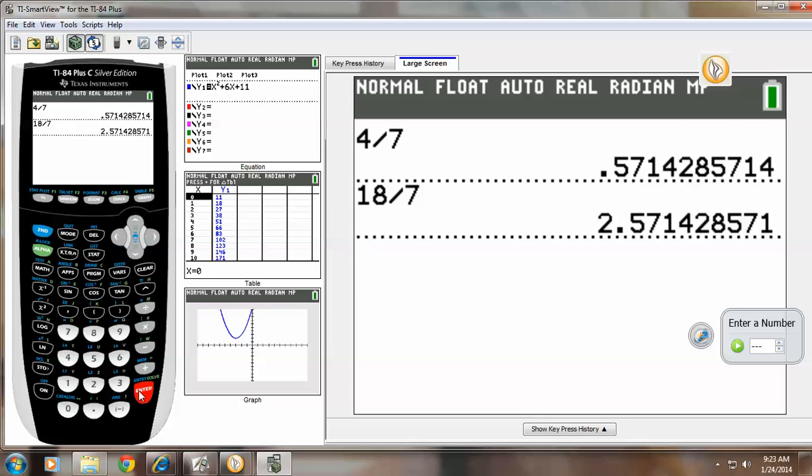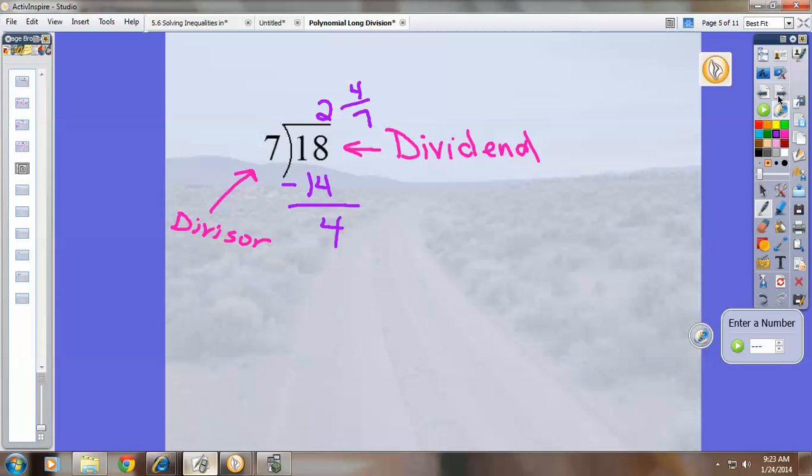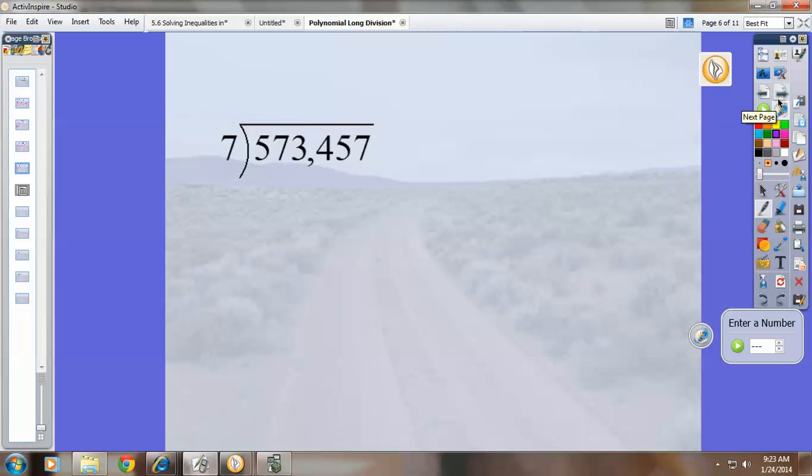Let's look at another example. So this time I want to know how many groups of 7 I can make out of 573,457 pieces of candy. Well, let's do our long division to figure this out. Does 7 go into 5? Okay, so I want to look at the next digit. So does 7 go into 57?